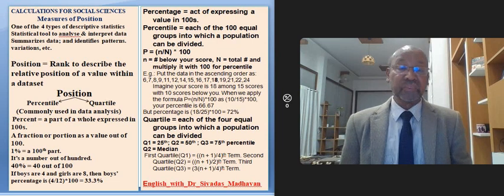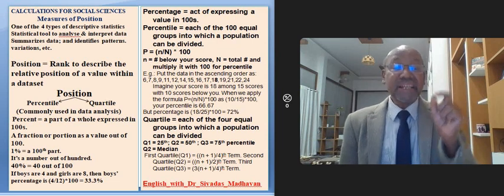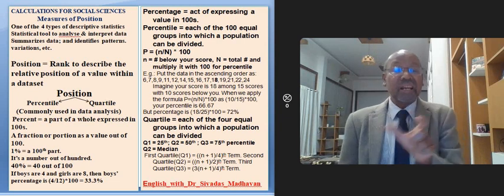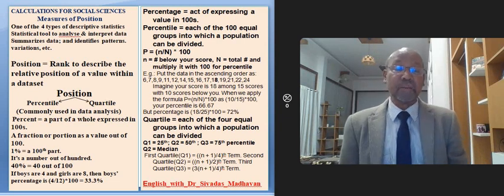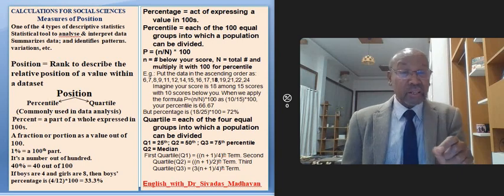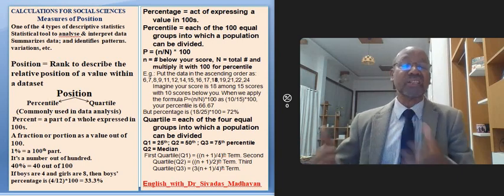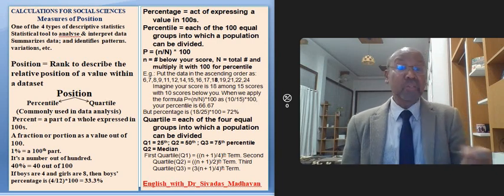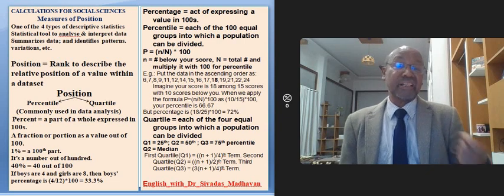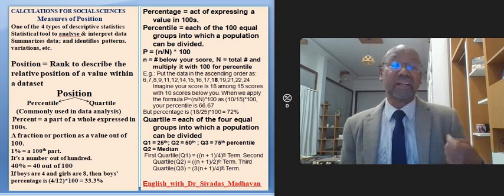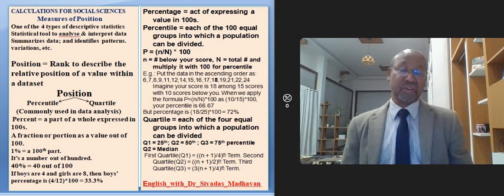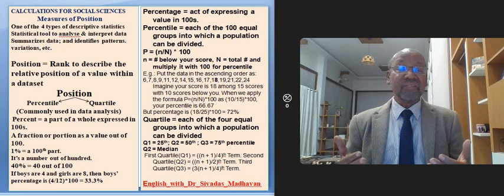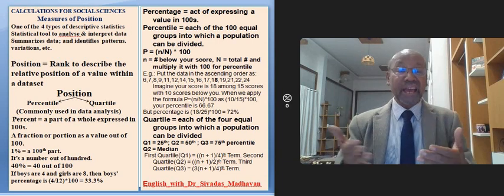For example, if you are a student and if you got 18 marks out of 25, and if there are 15 students in the class, you got 18. So below you there are some other students who got 6, 7, 8, 9, etc. But you got 18. And there are some students who are above you. And let us say the highest or the top scorer has 24 marks out of 25. In that situation, you want to find out the percentage and percentile.